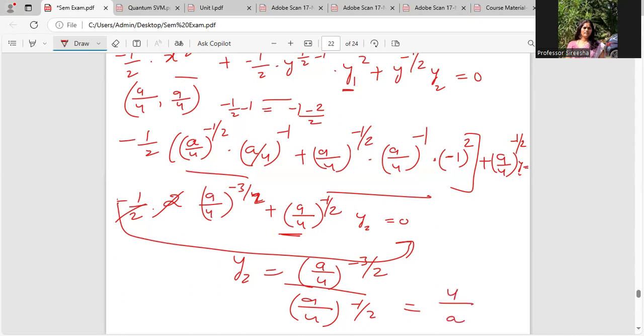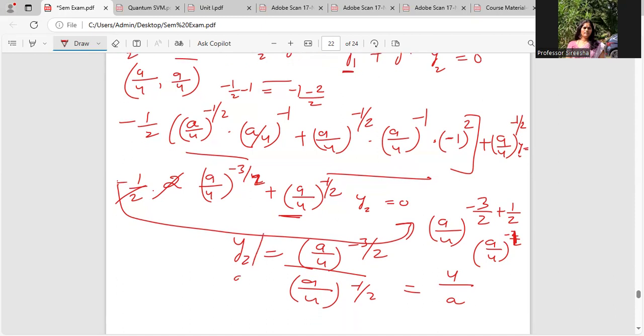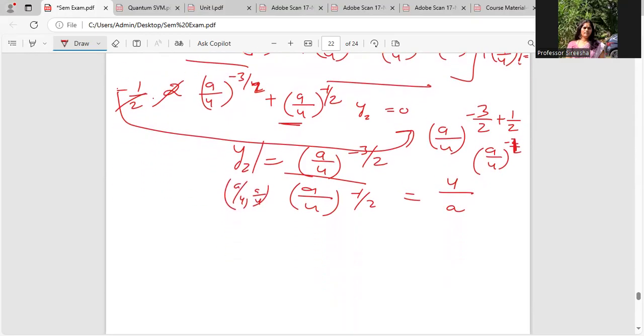How? Just see here, a by 4 whole power minus 3 by 2. Yeah, m minus n, right? So minus of minus would be plus. So I'll be having minus 3 plus 1 would be 2 by 2, right? Yeah, with a negative sign. A by 4 whole power 2 by 2 minus 2 by 2, which would be minus 1. So a by 4 with a negative sign would give me 4 by a. That's how I'll get y2 at a by 4 comma a by 4 to be 4 by a, right? Okay, now y2 I have got.